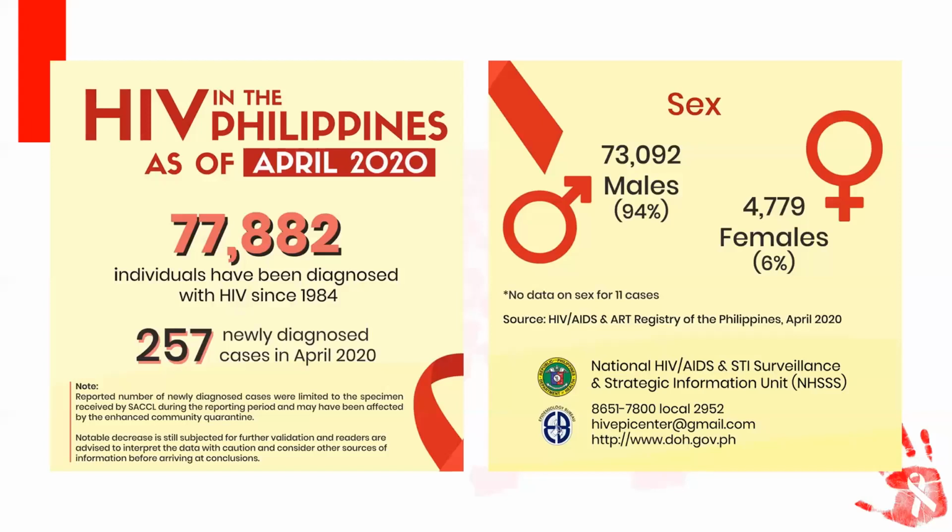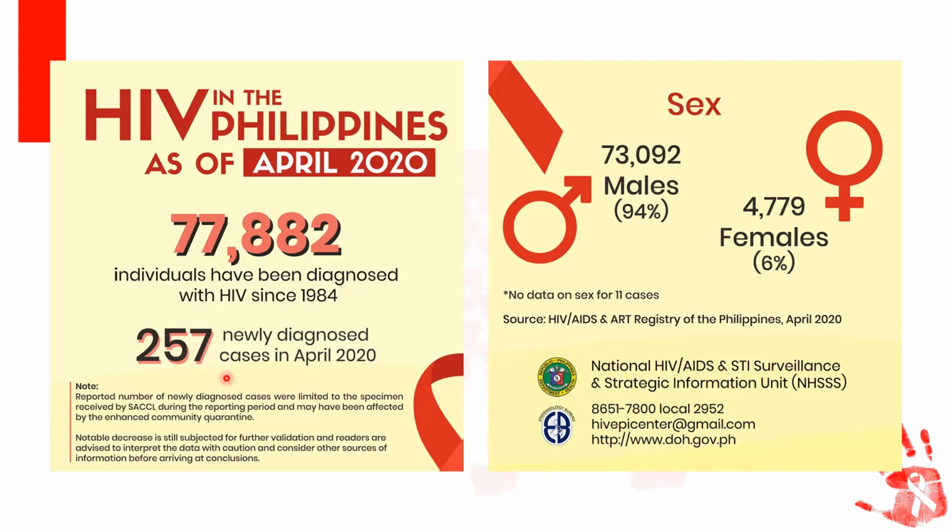Now, in the recent data that I gathered from the Department of Health through the HIV/AIDS and STI Surveillance and Strategic Information Unit, the Philippines had 257 newly diagnosed cases in the year 2020 for the month of April. This is just for the month of April.